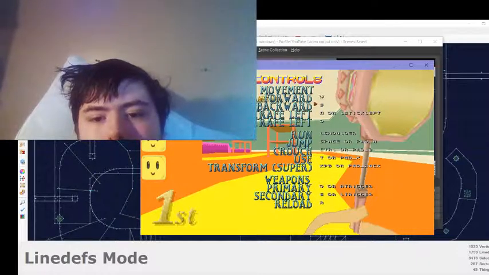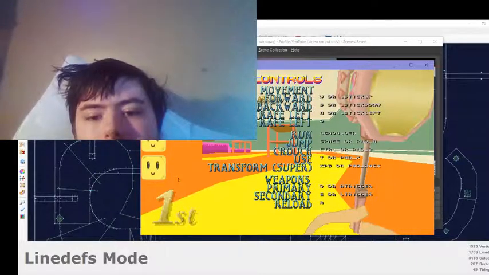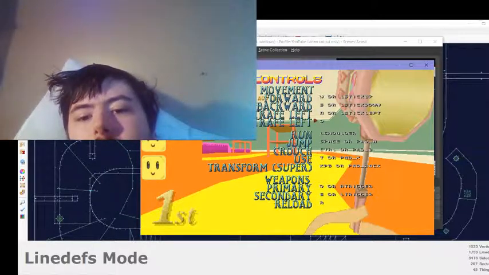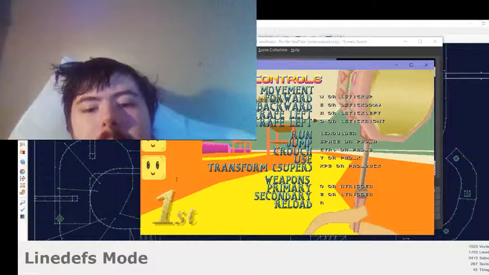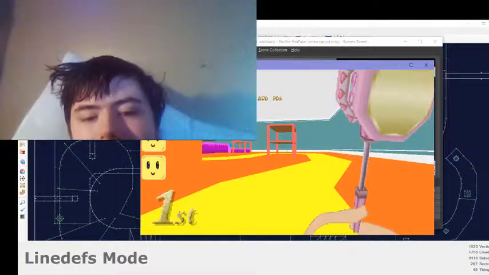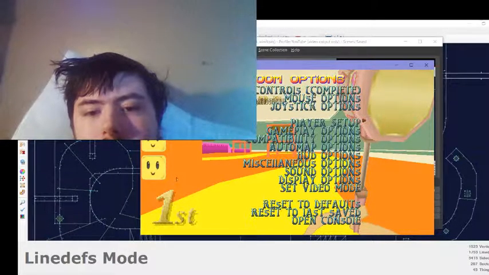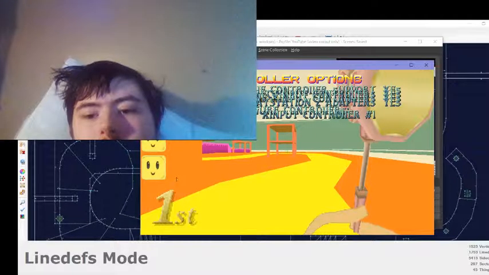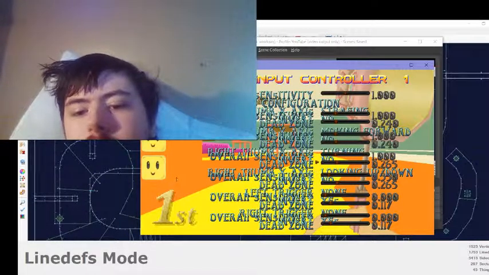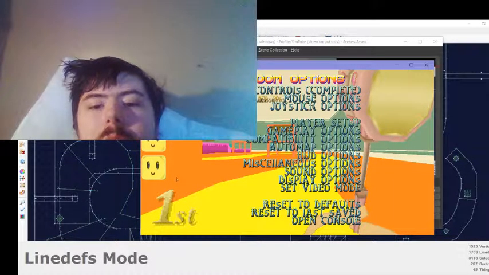Have to assign these. Stick down, stick up. Strafe left and strafe left. I just realized there's a typo. There's no strafe right here. But still, joystick, I have to decrease that sensitivity. The right thumb must be decreased.